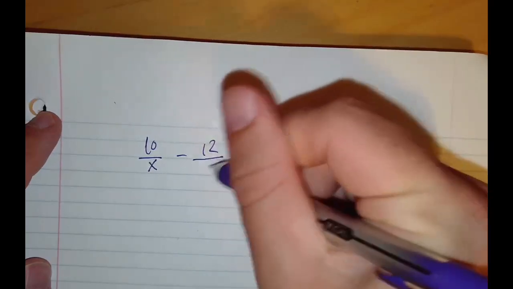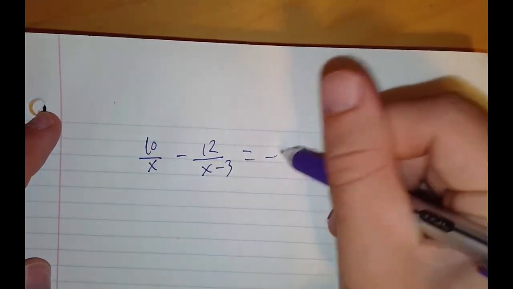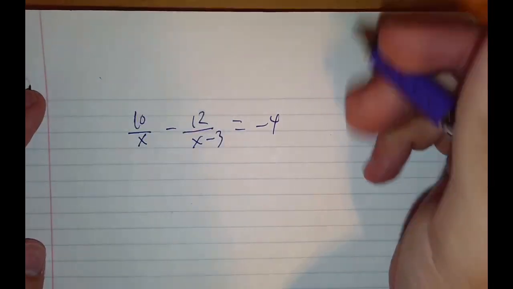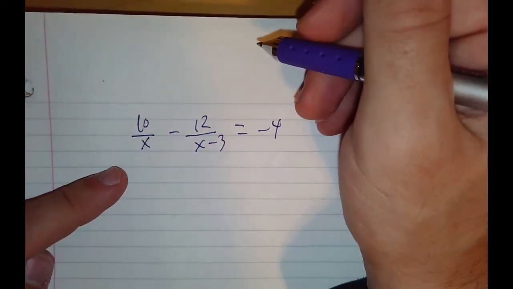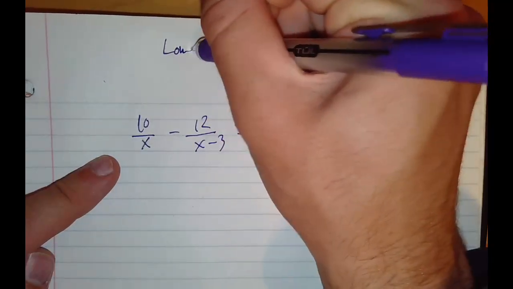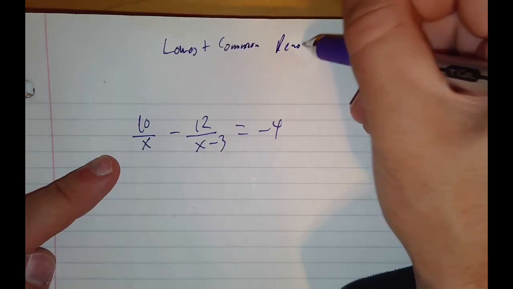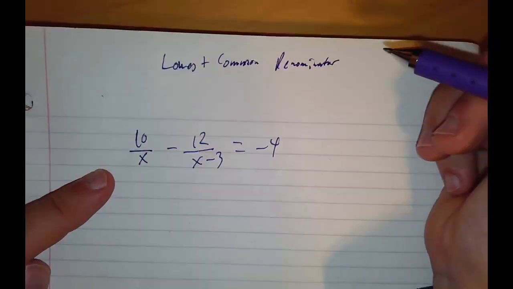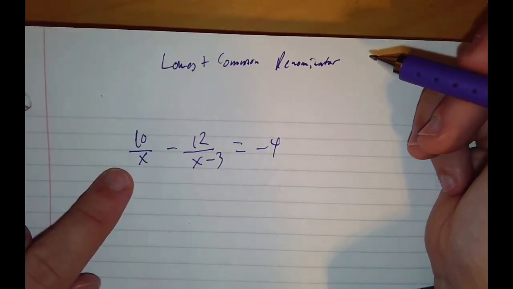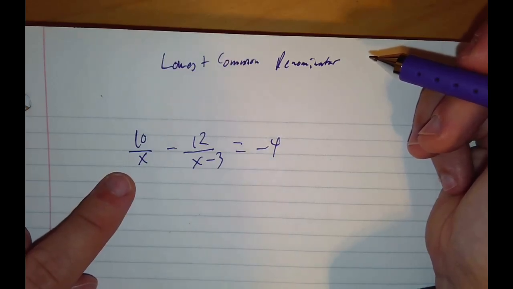All right, equations with fractional expressions. So the example is 10 over x minus 12 over x minus 3 equals negative 4. Okay, to solve this, you want to multiply by the lowest common denominator, which should be kind of familiar to you. Basically, it's like the number that goes into all the denominator terms.